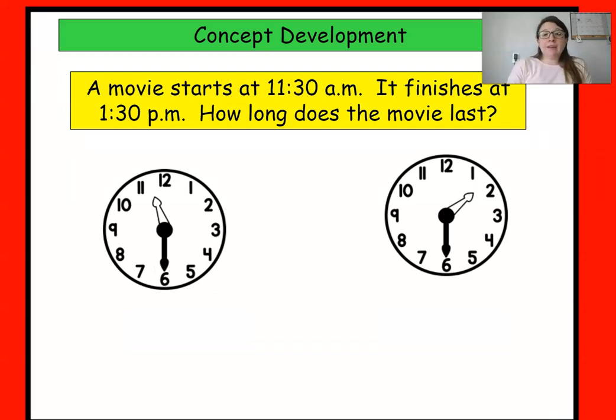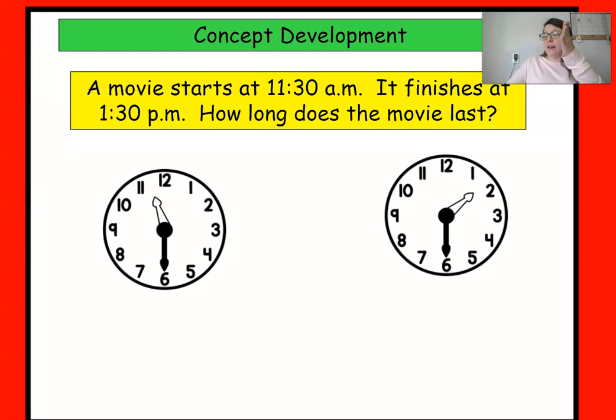All right, this one's a little bit different. The movie starts at 11:30 a.m. Is that in the morning or the afternoon? Morning, good. And it finishes at 1:30 p.m. How long does the movie last? So if we're at 11:30, how much time do we need to get to 12 o'clock noon? Just 30 minutes. So I'm going to write that time now. So it's 30 minutes till noon. And now we're at noon.